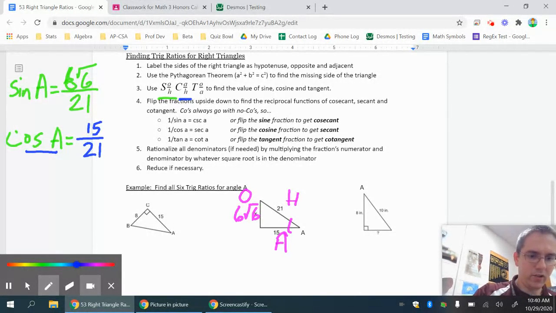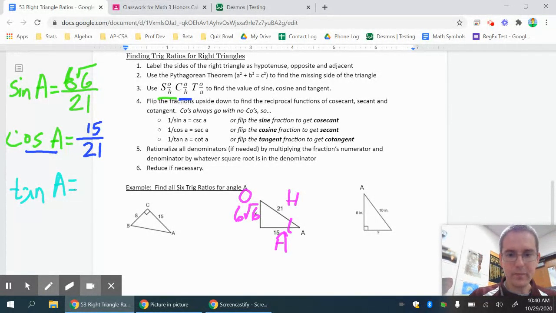And then tangent of angle A is going to be, in this case, opposite over adjacent, which is 6 root 6 over 15. And once again, we'll worry about reducing in a moment.